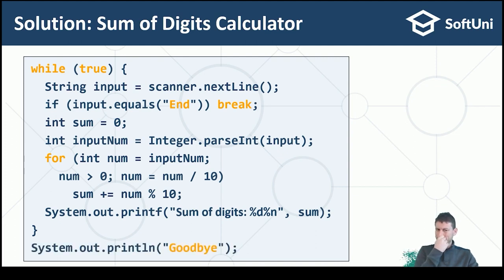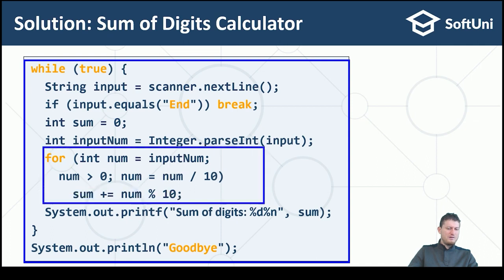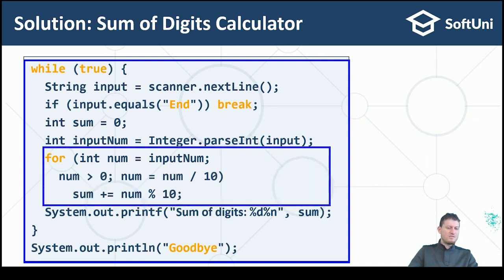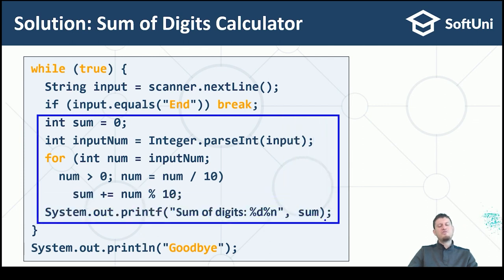So the concept is again very similar. We have a while loop, inside it we have another loop which does some calculation. We read the next one, we check for break, then we take the input number, we sum its digits, and we print the output. And we repeat this again and again until end is reached.